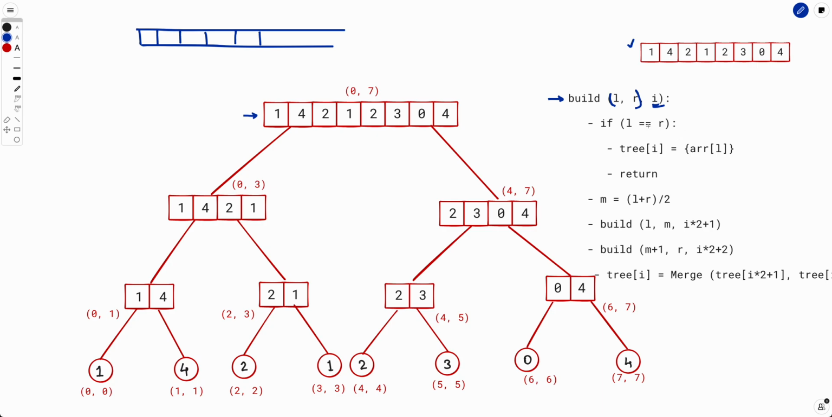Now, the base case: if it is a leaf, we know that the leaf will contain just a single element. So we just maintain tree of i to be array of L. Previously this was a single dimension array, but now it would be a two-dimensional array where each index will have an array of its own, and they will be of different sizes as well. Some of them will have one element, some of them will have more elements, and so on and so forth.